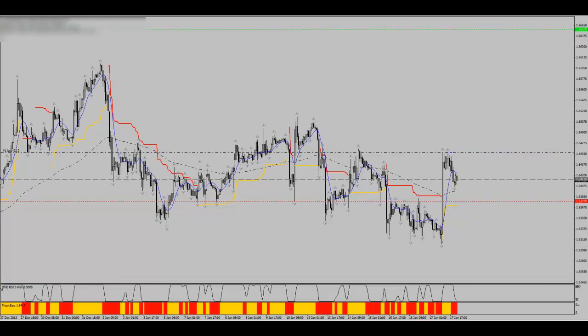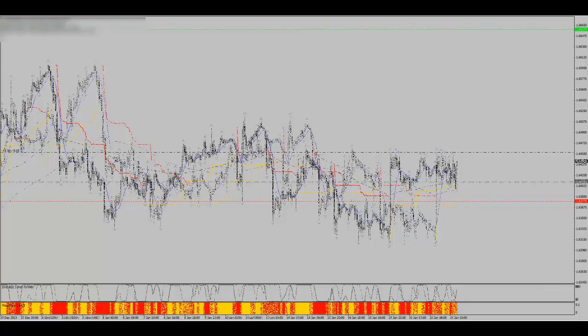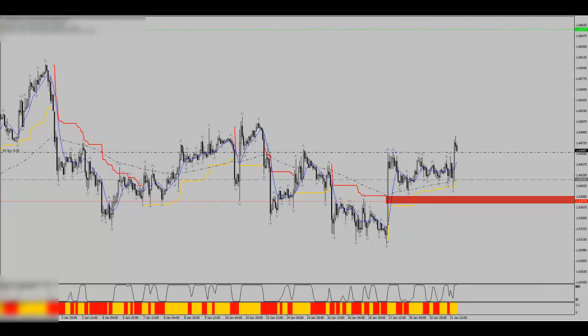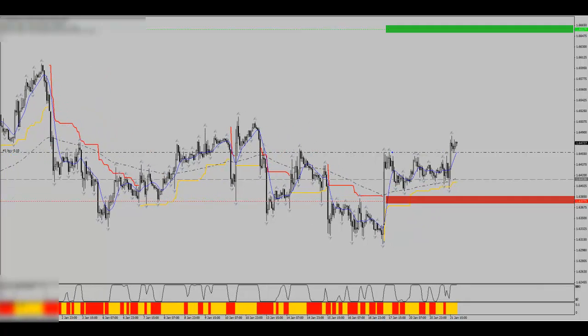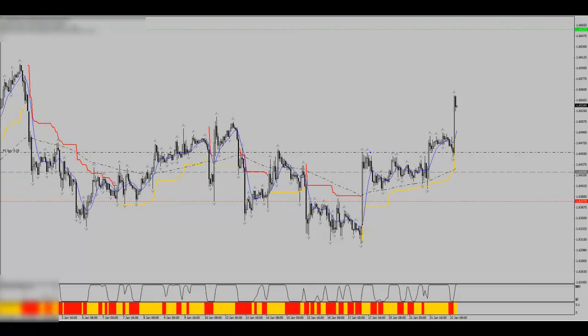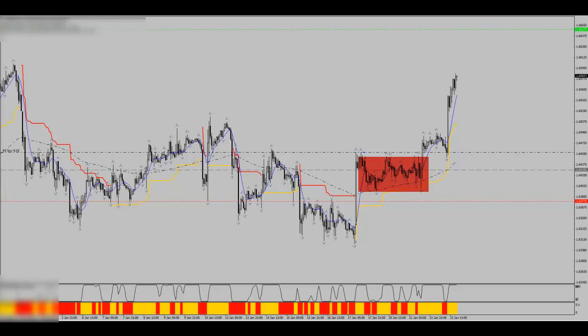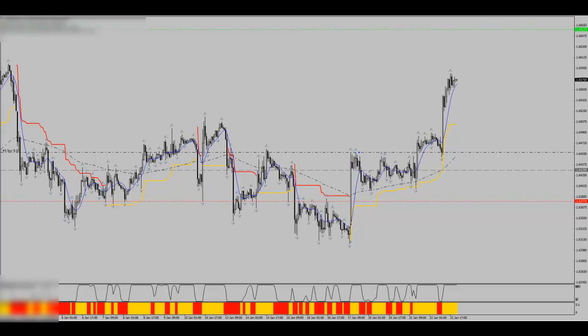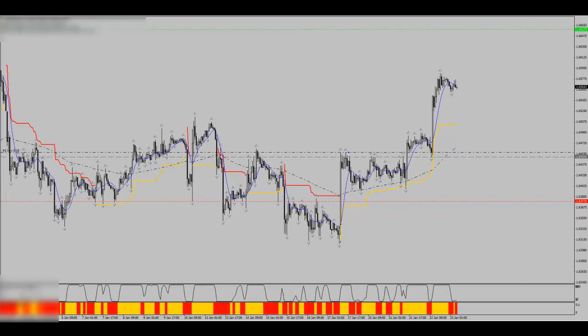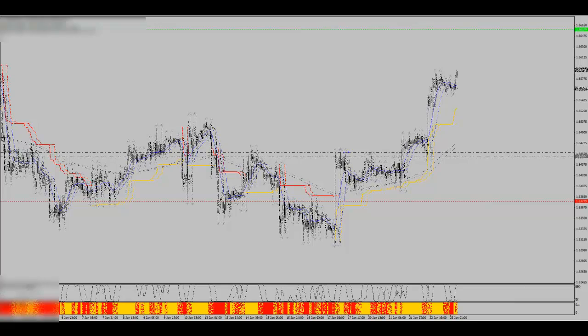The red line below the entry point is set at an 80 pip stop loss with a profit target of 200 pips. As we're moving the trade on, you can see now that we spent a little bit of time in consolidation. Now that we're above the entry line, we continue to make profits.